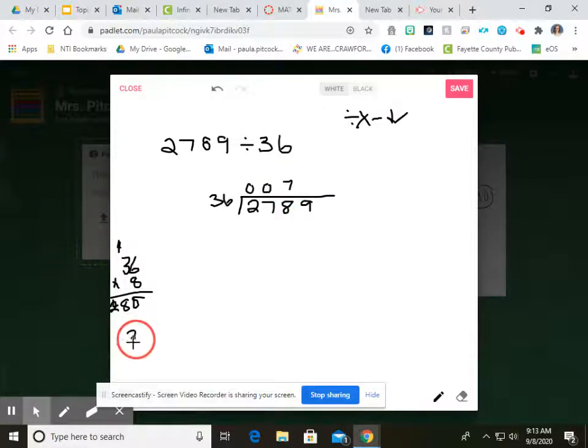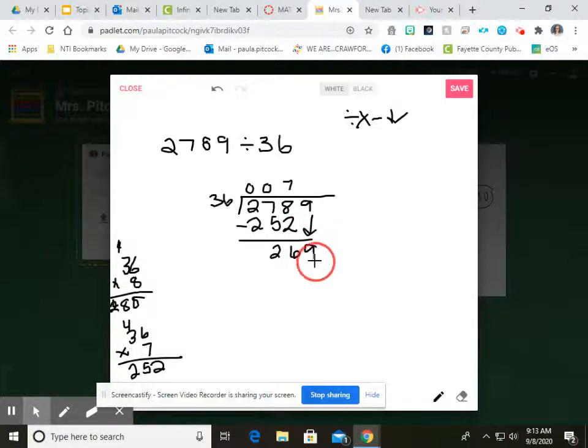So let's try that. 36 times 7. That will give me a 42. 21 plus 4 is a 25. Okay, so it's going to give me 252. I need to subtract. I'm going to get a 6 and a 2. Bring it on down. Bring it on back.